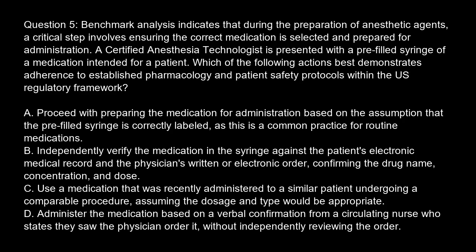Option B. Independently verify the medication in the syringe against the patient's electronic medical record and the physician's written or electronic order, confirming the drug name, concentration, and dose. Option C. Use a medication that was recently administered to a similar patient undergoing a comparable procedure, assuming the dosage and type would be appropriate. Option D. Administer the medication based on a verbal confirmation from a circulating nurse who states they saw the physician order it, without independently reviewing the order.